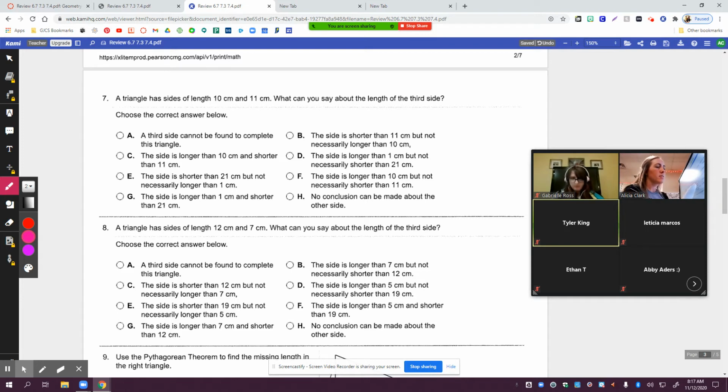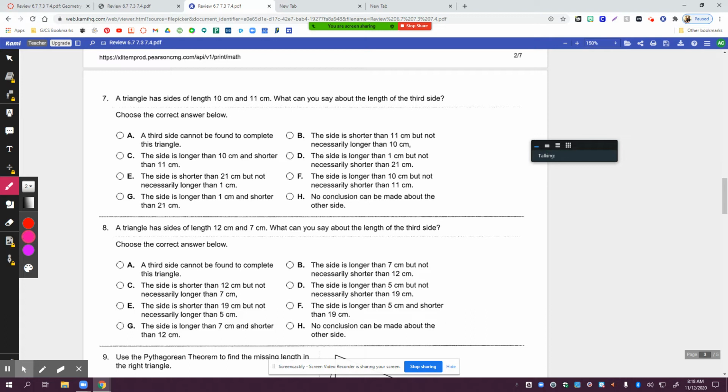All right, number 7. A triangle has side lengths of 10 and 11. What does this say about the third side? If you're finding the third side, you're going to take 10 plus 11 and 10 minus 11, or 11 minus 10, because we don't want negatives. That tells us how big it can possibly be and how small it can possibly be. So 10 plus 11 gives me 21. 11 minus 10 is 1.